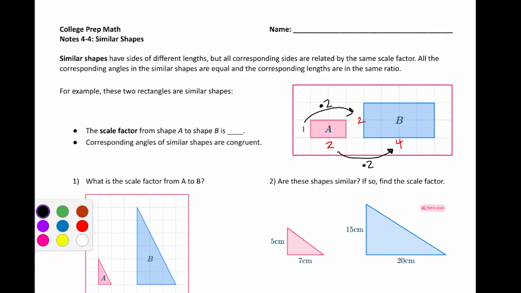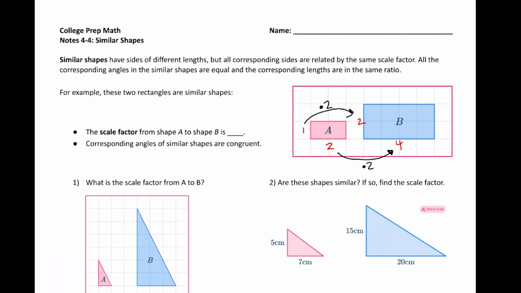And so when that happens, and you have two shapes that are set up like that, they're considered similar. That's kind of the key phrase. They're not the same. If the shapes were exactly the same, we would call them congruent. But if the side lengths are all proportional, then we call them similar. So the scale factor here is 2.